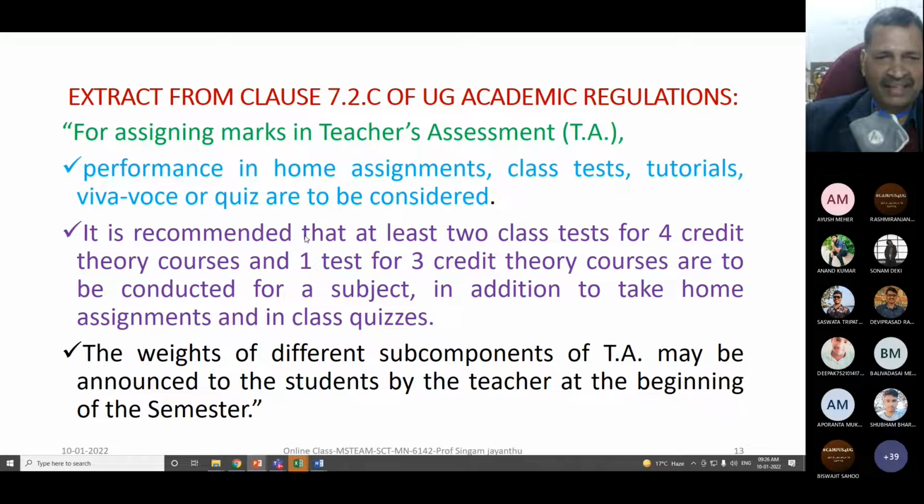And it is recommended that at least 2 class tests be conducted for 4 credit theory courses, and for us it is a 3 credit course. Still, we conduct 2 class tests, and 1 class test for 3 credit theory courses is the minimum to be conducted for a subject. So we conduct 2 class tests for our 3 credit underground coal mining course MN2102, and 2 assignments will be there, in addition to take home assignments. Because now you are there at home living with your parents, I am sure you can do wonderful assignments without any problem.